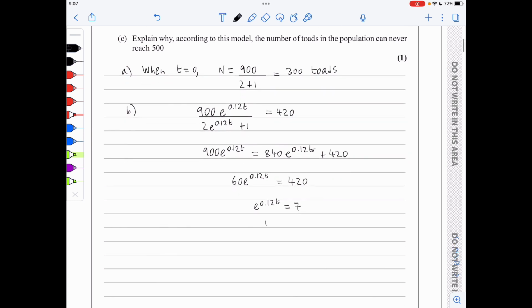So 0.12t is ln of 7. So I divide by 0.12. And this gives an answer of 16.22 years.